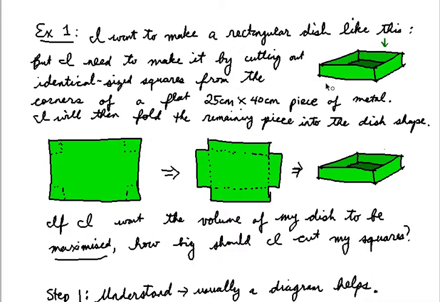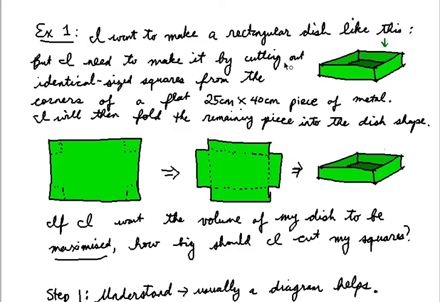Okay, we did this in pre-calculus, and some of you may not have seen this before. That's all right. I want to make a rectangular dish that looks like this. Basically it's going to be a rectangular box that has an open top.